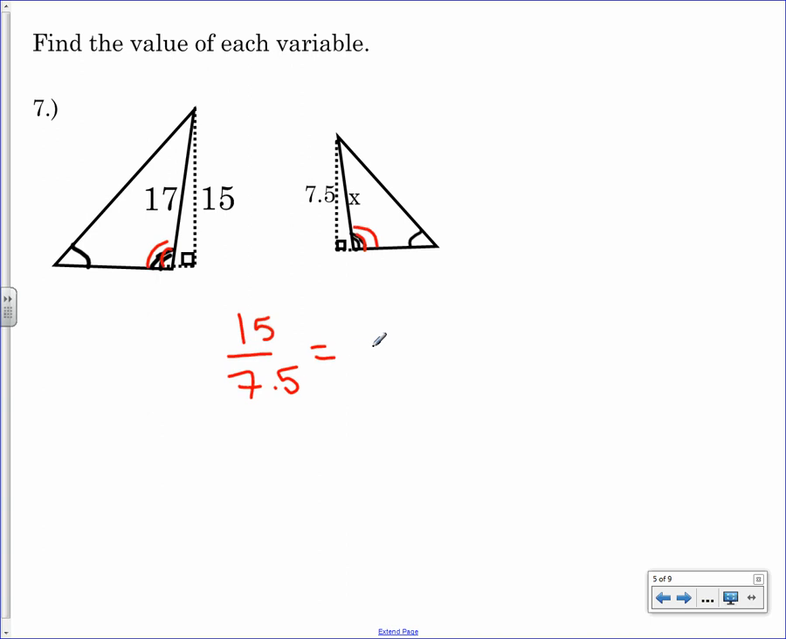So if I started with 15, what should you start with? 17 over x. And we're looking for x, right? Cross multiply and divide. Use your calculator probably, and see what x is. Yeah, you should get 8.5. Everybody take your time and get that answer, please.